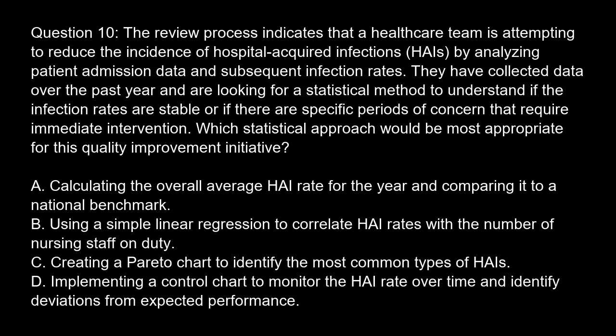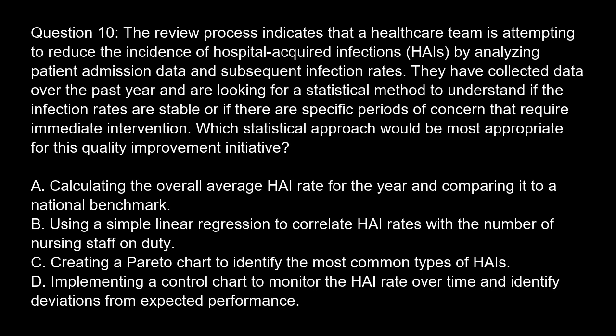Question 10. The review process indicates that a healthcare team is attempting to reduce the incidence of hospital-acquired infections, HAI, by analyzing patient admission data and subsequent infection rates. They have collected data over the past year and are looking for a statistical method to understand if the infection rates are stable or if there are specific periods of concern that require immediate intervention. Which statistical approach would be most appropriate for this quality improvement initiative?